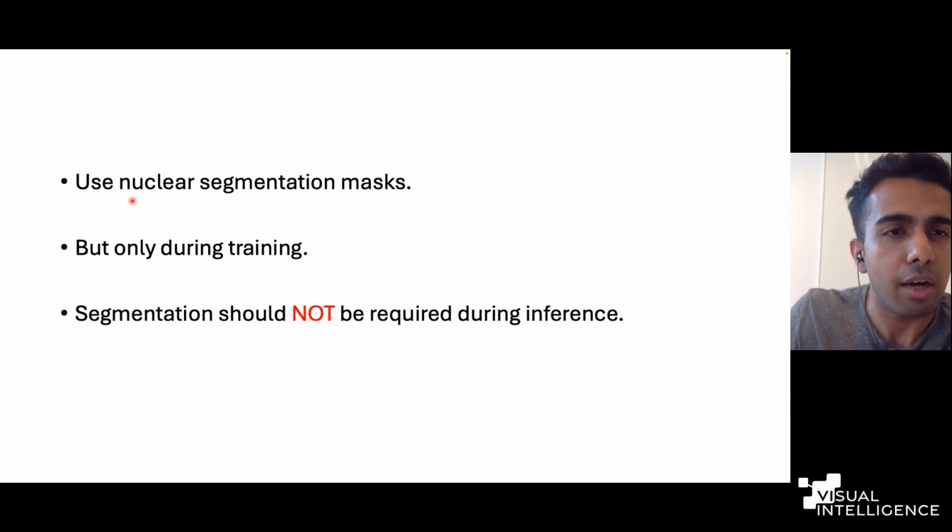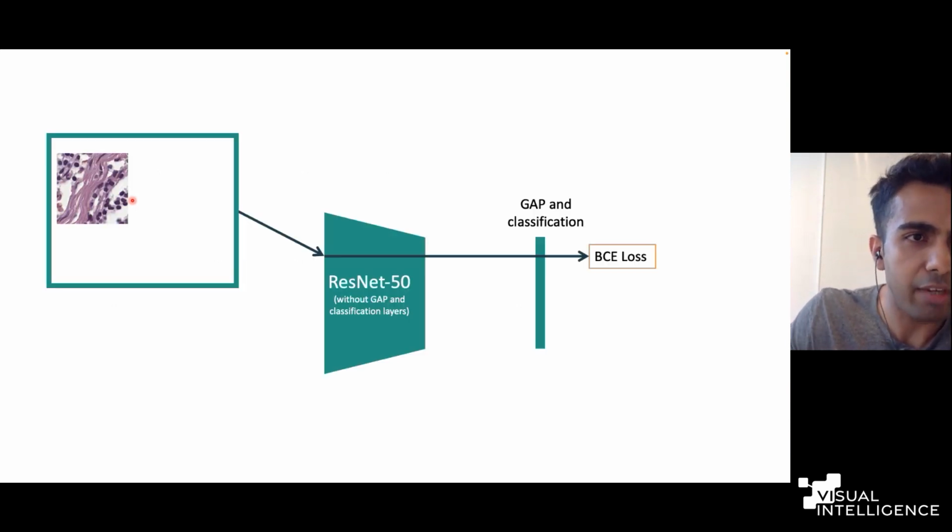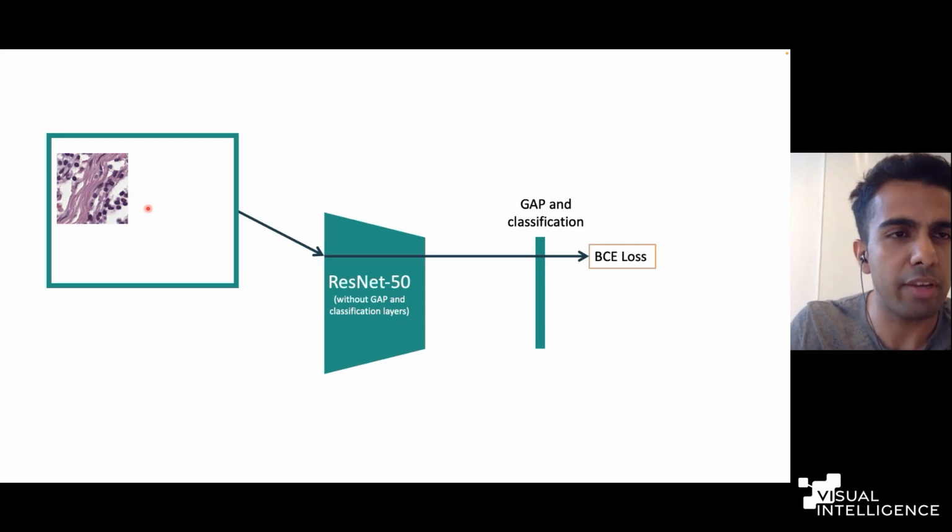Okay, then coming to our algorithm. The way it works is something like this. This is the regular case, the way you would do it. You would have a ResNet 50, and I'm leaving the GAP, the global average pooling layer and classification layer, outside here, because I'm going to be using the embeddings here. So this is the ResNet 50 without the global average pooling and classification layer. If you take an image and train it with the BCE loss, this is what you would regularly do. This is the ERM approach, the normal approach.